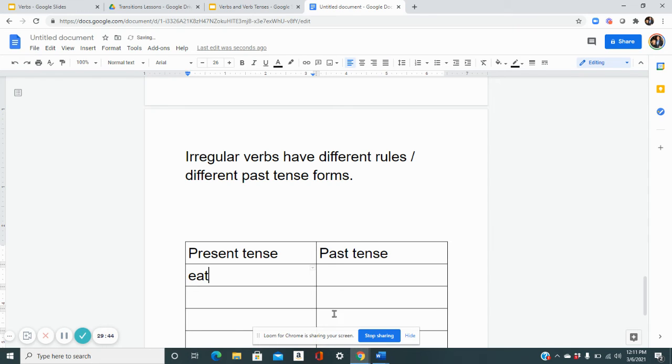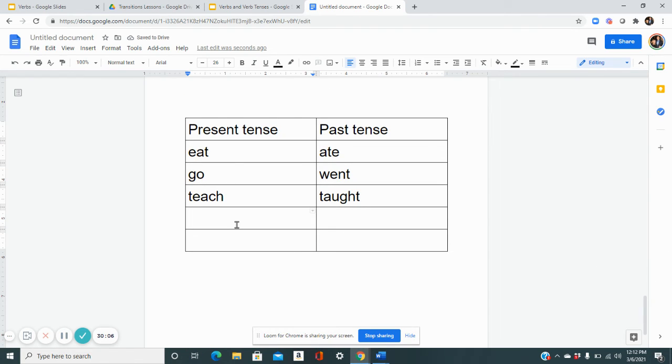If I have the verb eat, that's present tense, but in past tense it will be ate. If I have the verb go, the past tense is went. If I have the verb teach, the past tense is taught. If I have the word buy, like I'm going to the store to buy a t-shirt, I bought a t-shirt. So there are differences in past tense.